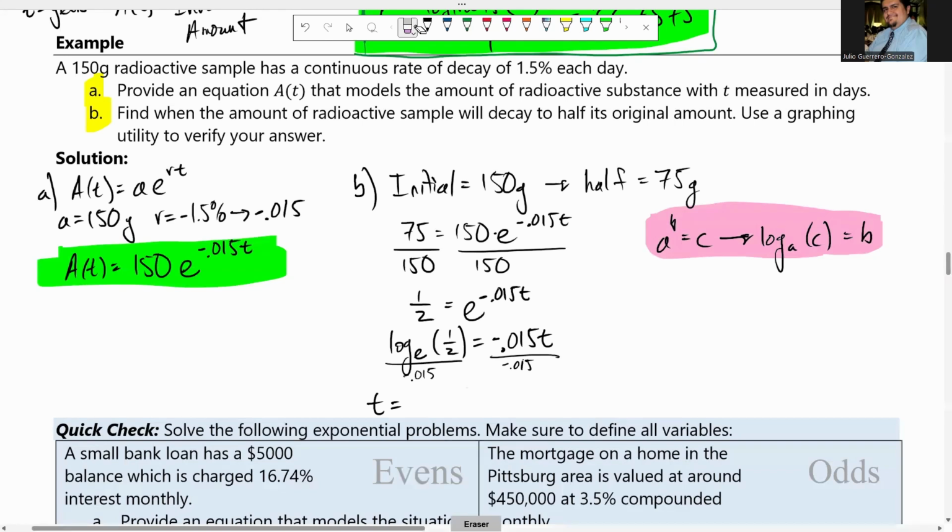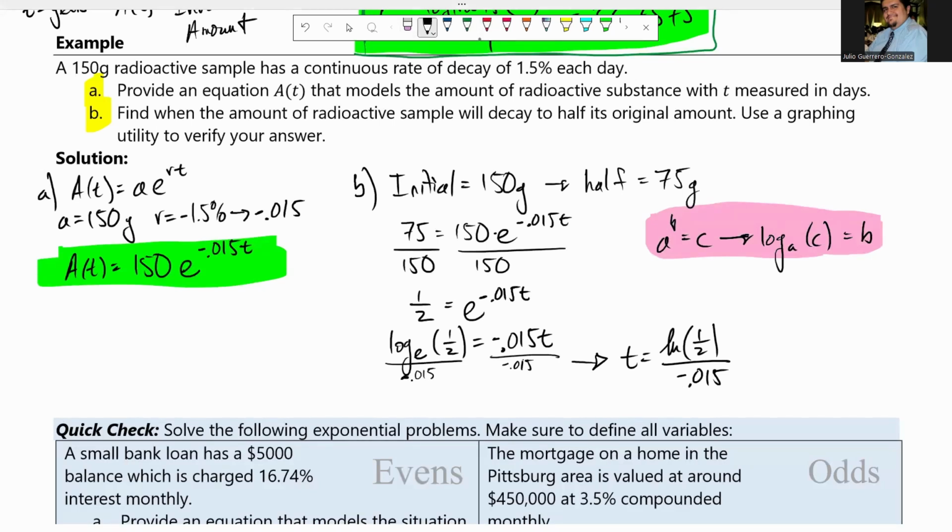Actually, let me just go ahead and do this. I'm going to go over this way. The log base e is ln, so this is saying that t is equal to ln of 1/2 divided by negative 0.015.